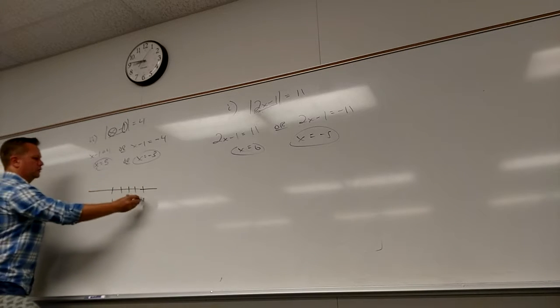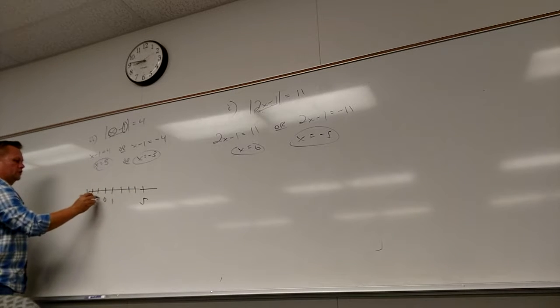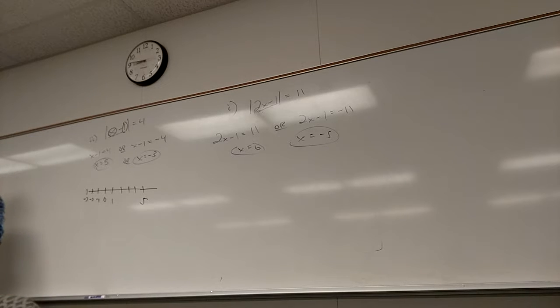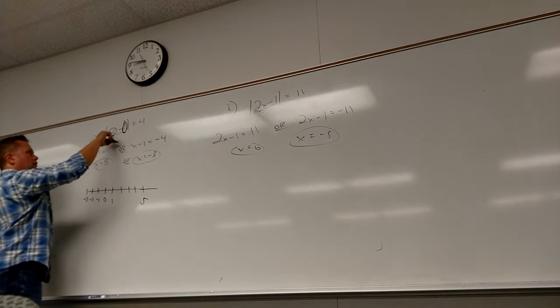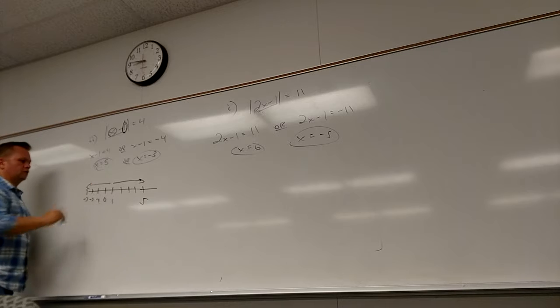Go 4 up from 1, you end up at 5. If I go 4 down from 1, 0, negative 1, negative 2, negative 3. Did you guys see that? Absolute value is distance, so an absolute value equation or inequality has to do something with distance. So in this case, I want the answers to be 4 away from 1, either up 4 or down 4.